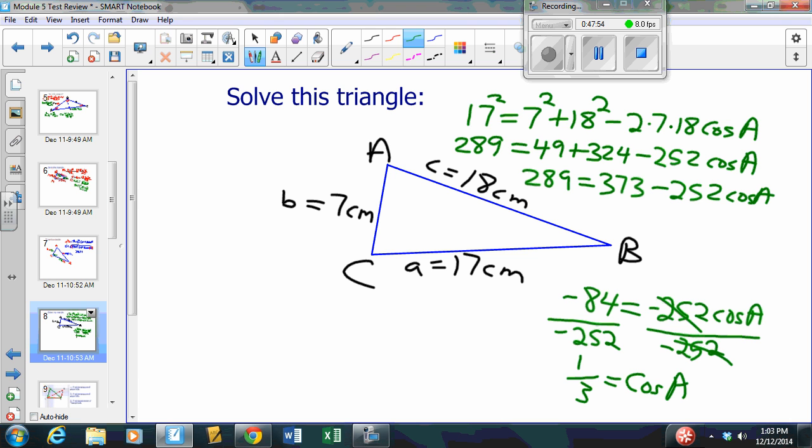Okay, so now what do I have to do to get A? How do you undo this? Cosine inverse. So cosine inverse of 1/3, because we're looking for an angle, right? Cosine inverse of 1/3, what is it? 70.53 degrees. Thank you. By the way, could I use the law of sines from here? Yeah, I can. Okay? Can we find them all, please? Yeah, go ahead. I'm going to give you a minute.